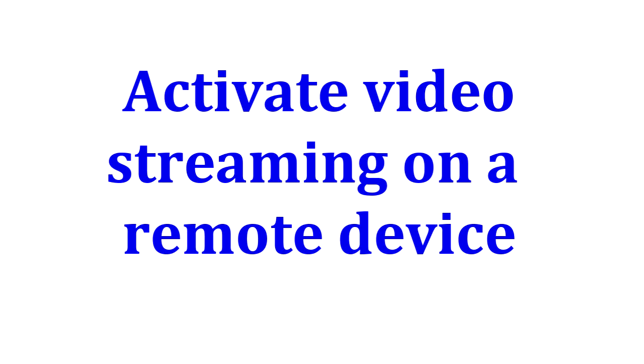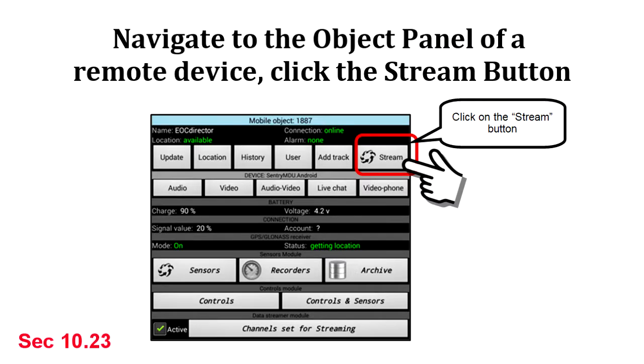Activate video streaming on a remote device. You can navigate to the object panel of a remote device, just click the stream button and you're streaming video.